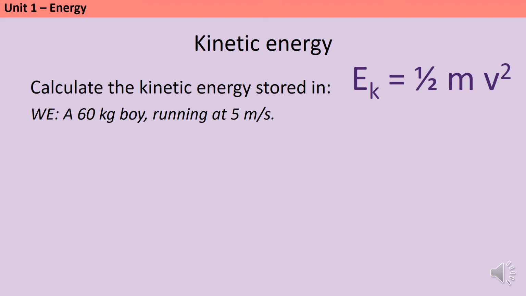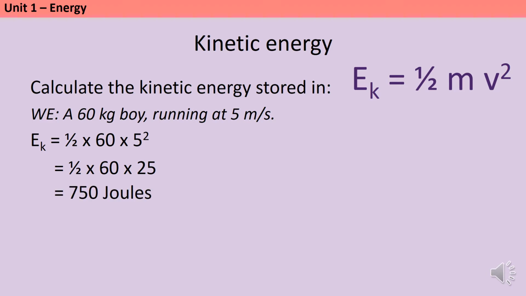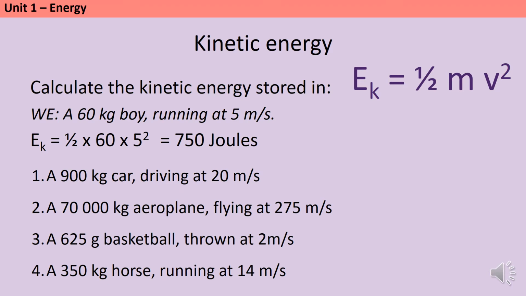So let's say that our 60 kilogram boy has got off the trampoline and he's now running at 5 metres a second. The total amount of kinetic energy that he has can be found by doing half multiplied by 60, his mass, multiplied by 5 squared. So 5 squared is 25, and if I solve this completely, I get 750 joules. Here's another opportunity to pause the video and make sure that you're comfortable calculating kinetic energy.